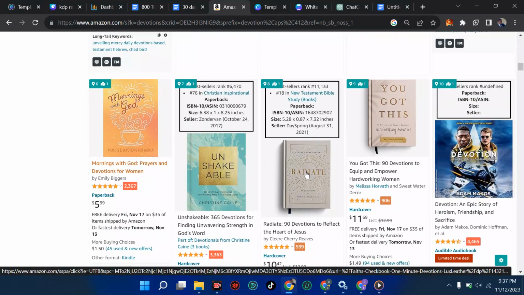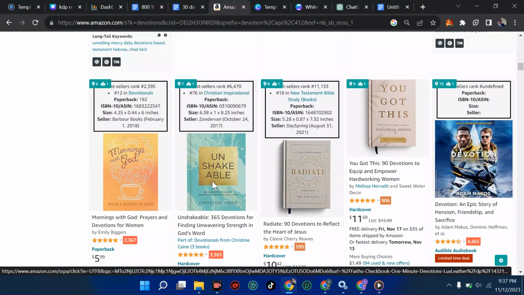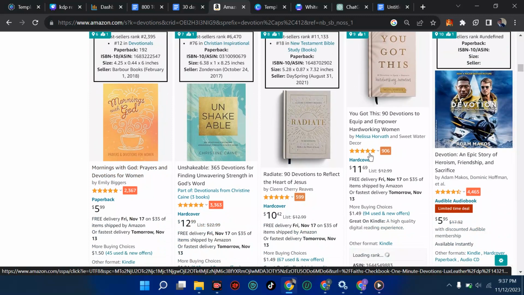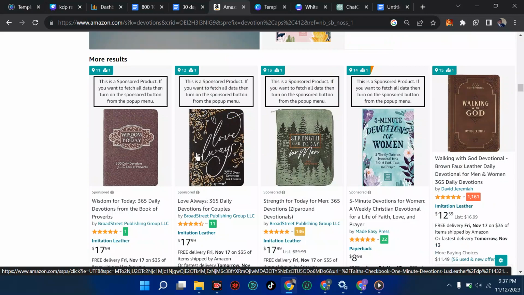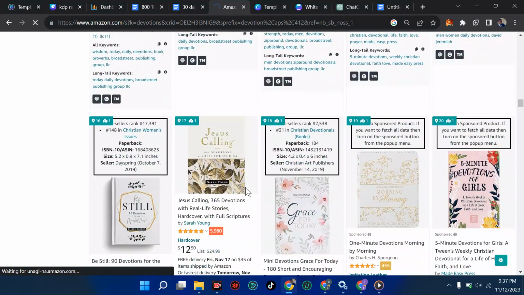Now, this book, you see, is mocked up. This one is mocked up. You can see from here. But this is not mocked up and they are making more sales than this one that is mocked up. Then this one as well. Now, if we move down, you can see this book. They are not mocked up. They are all sponsored. Let's go to the ones that are not sponsored posts.